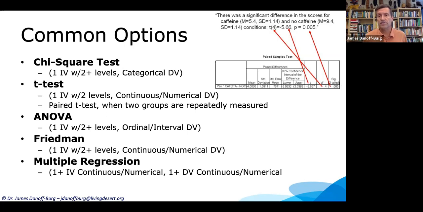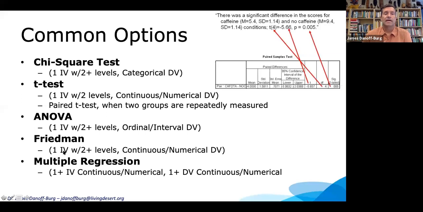ANOVAs are very commonly used. It's a great way with both ordinal or interval data as well as continuous or numerical data to be able to assess your data points for significant differences. Okay. Friedman is a kind of non-parametric test that is really, really useful, particularly for data that are not necessarily distributed normally. They don't have that bell-shaped curve on them. And usually we have to test for that. And if that's not the case, then we use a Friedman test instead of an ANOVA.